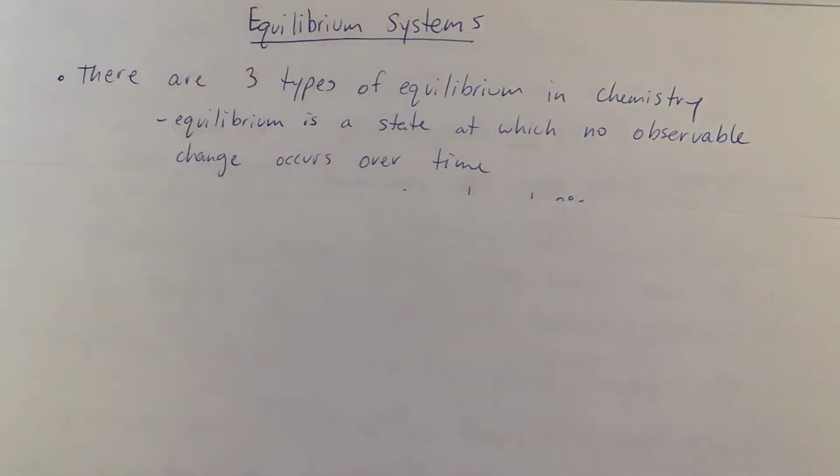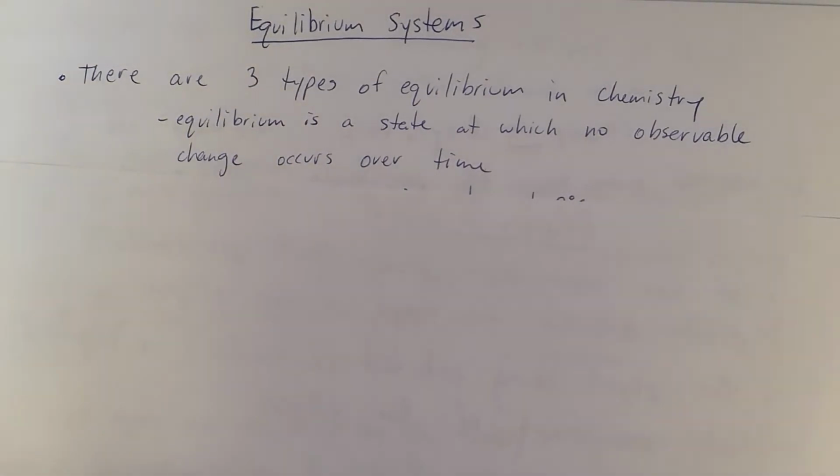So here we go. I got to tell you about 3 types of equilibrium in chemistry. Before I do that, I want to tell you what equilibrium is. It's a state at which no observable change occurs over time. Okay, we're going to expand that a little bit with the theory of dynamic equilibrium. But let me tell you about these 3 types of equilibrium.